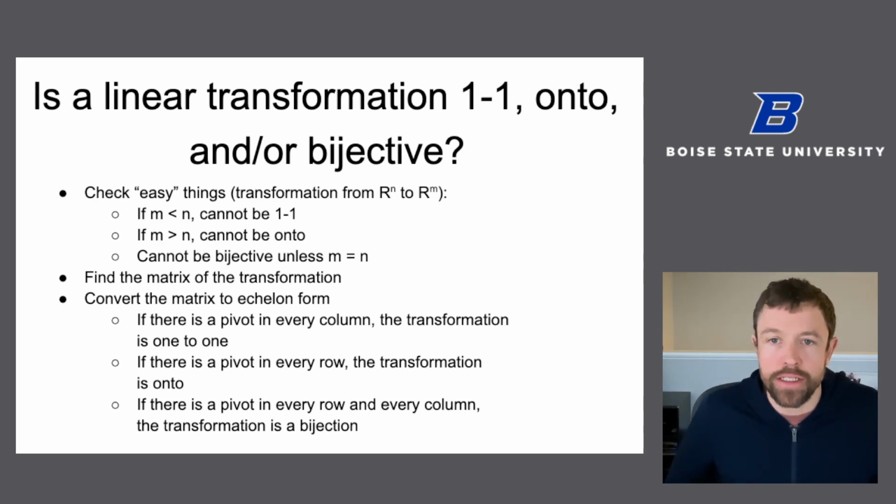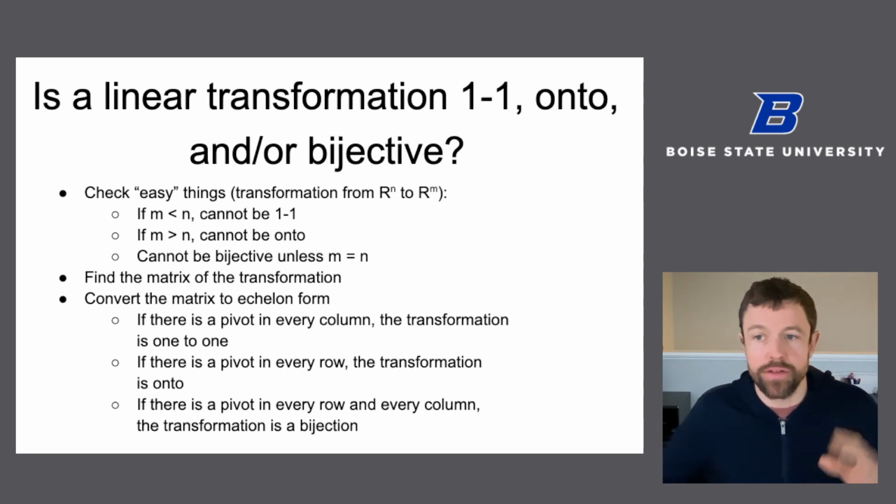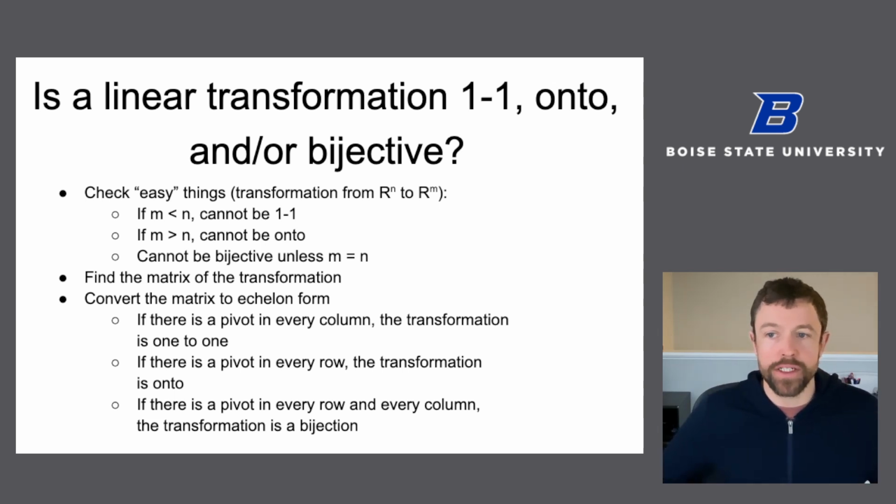So this is the process, given a linear transformation, for determining if it's one-to-one, onto, and/or bijective. I'll go through this with a series of examples. First, we're going to check some easy things.